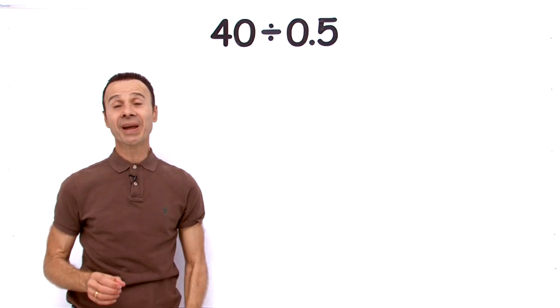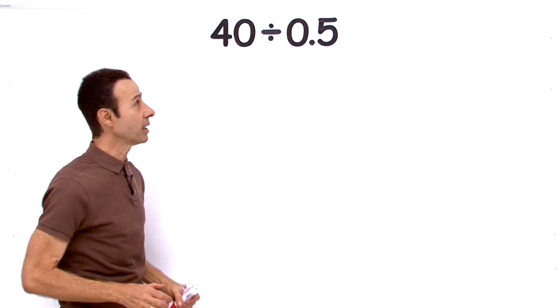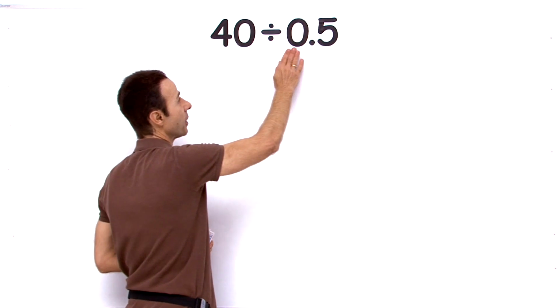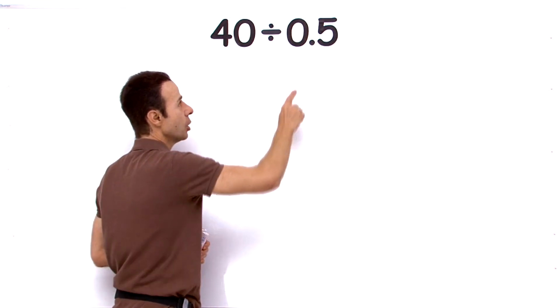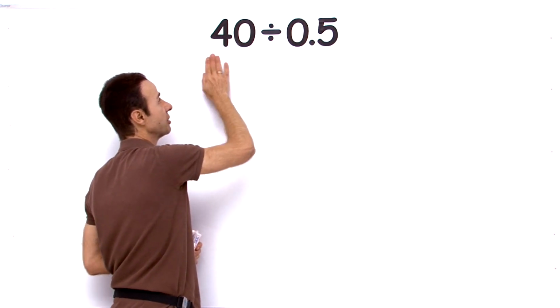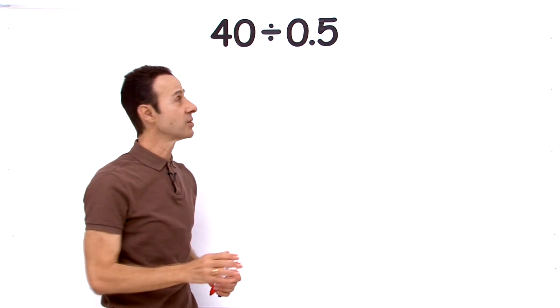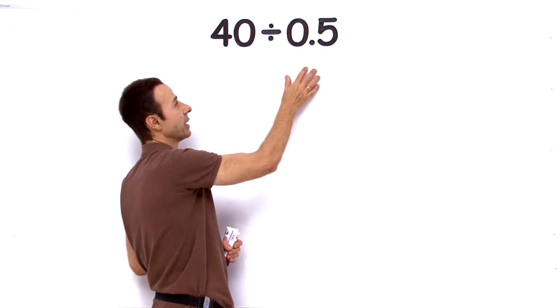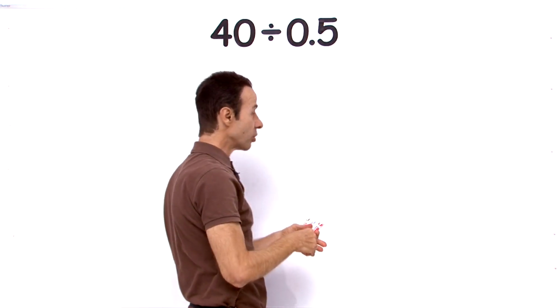All right, I'm going to show you how to divide decimals. Up here we have 40 divided by 0.5. Now, we have a decimal point right here. There's no decimal right here. Now, the point is this 0.5 is dividing into the 40, so that's also called the divisor.